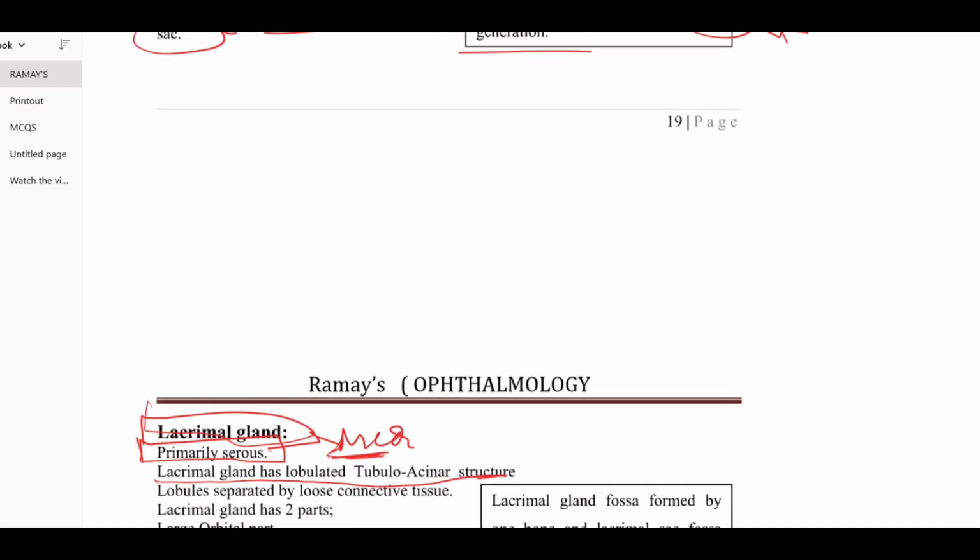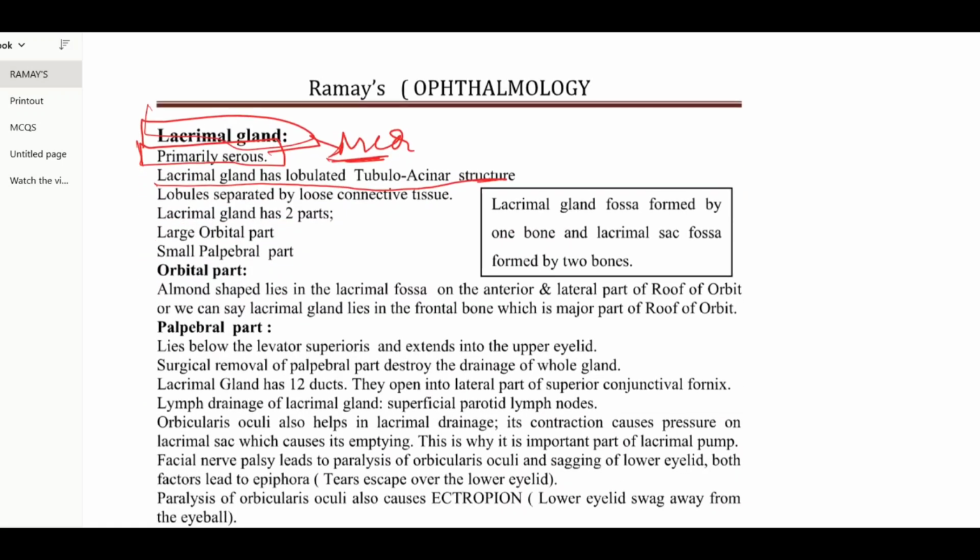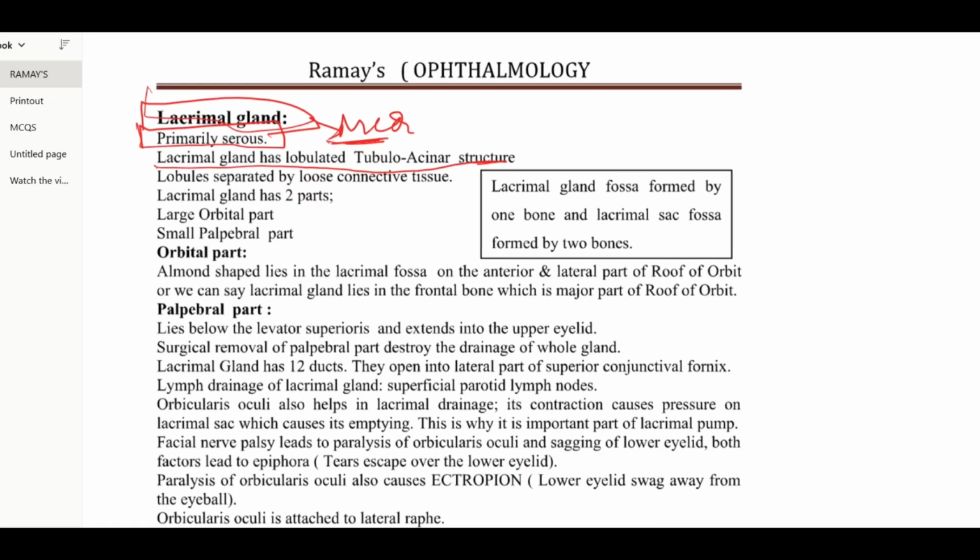Now we will study the lacrimal gland structure in detail. First of all, what type of gland is the lacrimal gland? Lacrimal gland is a serous gland. It is a serous type of gland. And another MCQ, very important: lacrimal gland has a lobulated tubuloacinar structure.